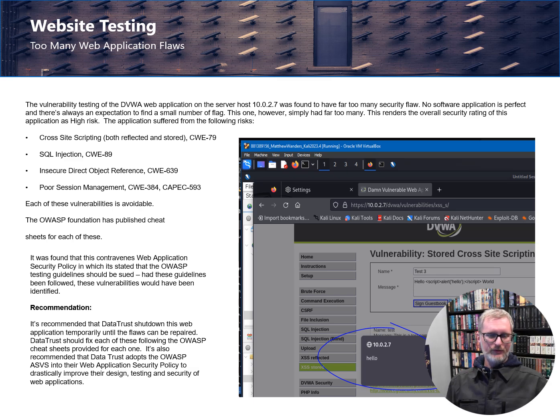Unfortunately, we found too many flaws in the web application. The DVWA application had too many risks. It appears that this website was not written with security best practice in mind, and we were able to exploit quite a number of flaws in it. That includes a cross-site scripting flaw, both stored and reflected, SQL injection flaw, an insecure direct object reference flaw, and it had poor session management.